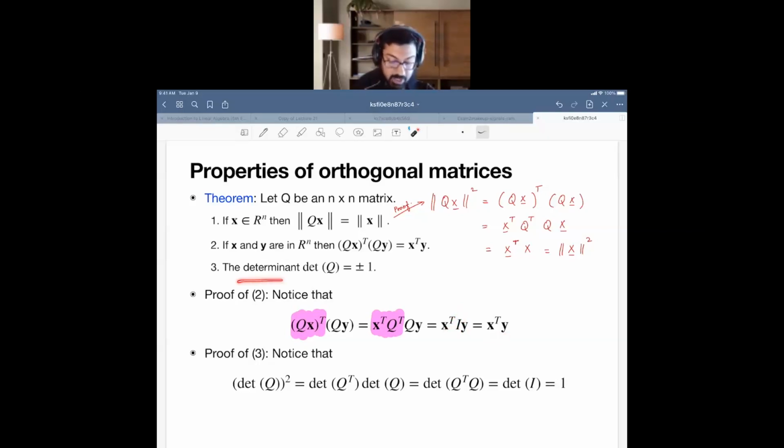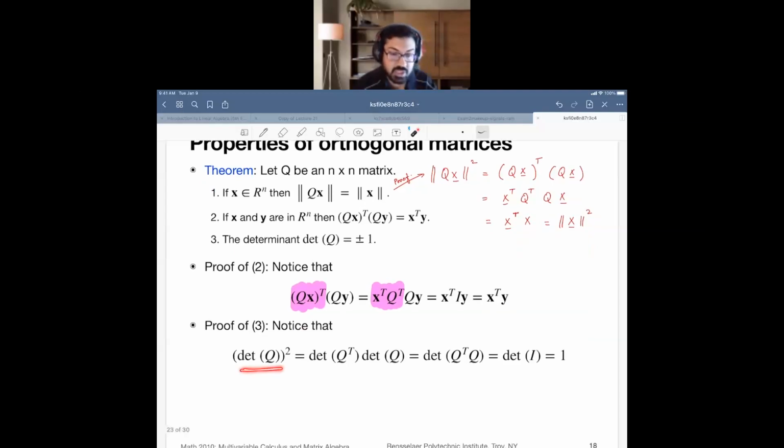Next, the determinant of Q will either be plus or minus 1. So let's take a look at that. Over here, consider the square of the determinant of Q. We can write this as determinant of Q transpose multiplied by determinant of Q, right? We know that determinant of Q is the same as determinant of Q transpose. When you switch around the rows and the columns, the determinant doesn't change. So instead of writing determinant Q twice, we are writing one of them as determinant of Q transpose.